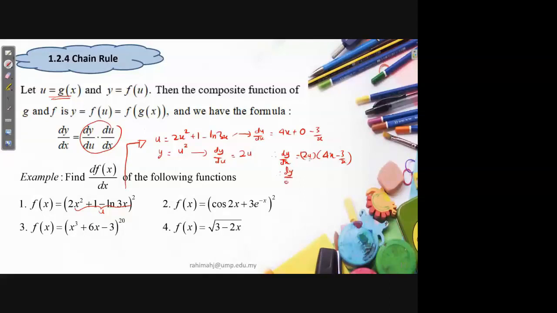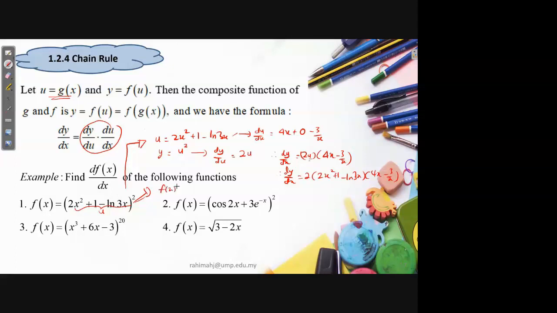So dy/dx is 2 times u. What is u? u is 2x squared plus 1 minus ln 3x, times 4x minus 3 over x. This is how we use the chain rule to solve this problem. But just now, I already gave you the formula, right? The alternative way to differentiate this.